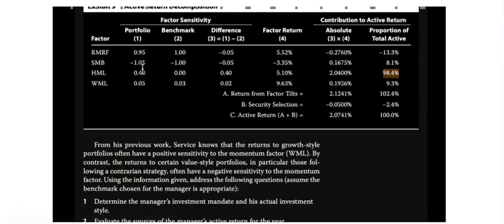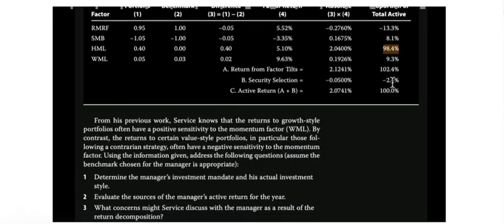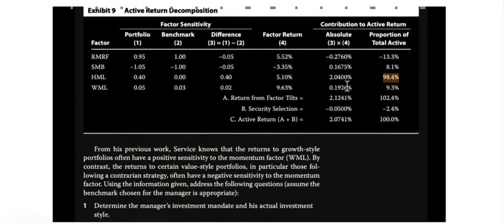This guy said he was a stock picker. So you expected that the majority of the active return would have come from security selection. And security selection actually brought down the active return 2.4%. That's your big concern. I hired you as a stock picker. You're looking like you're just giving me the return to an index that I can get.